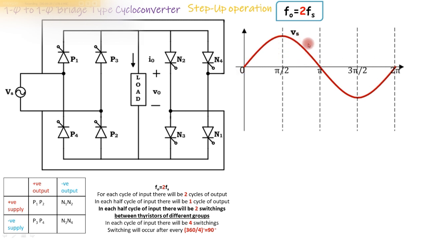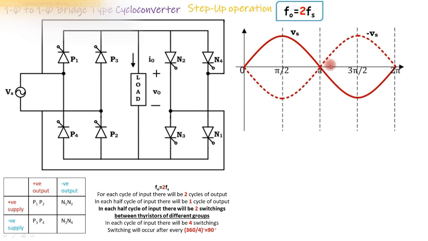A complete cycle of supply is within the range of 0 to 2 pi radians or 0 to 360 degrees. Since the output across the load will also be negative of the supply voltage sometimes, we draw the negative envelope as well, minus Vs supply.